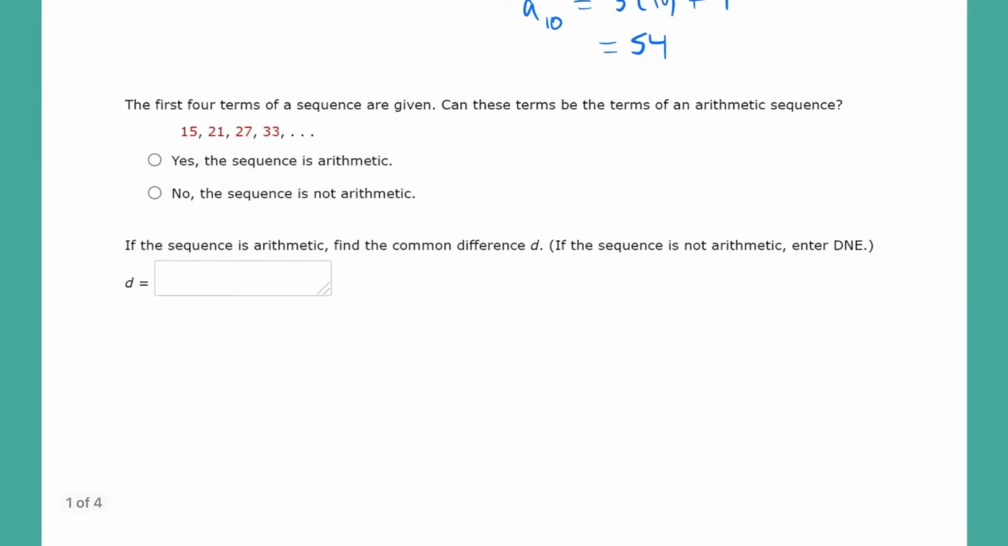The next one, the first 4 terms of a sequence are given. Notice they don't say arithmetic. Can these terms be the terms of an arithmetic sequence? Question mark. So we need to check to see if there's a common difference.